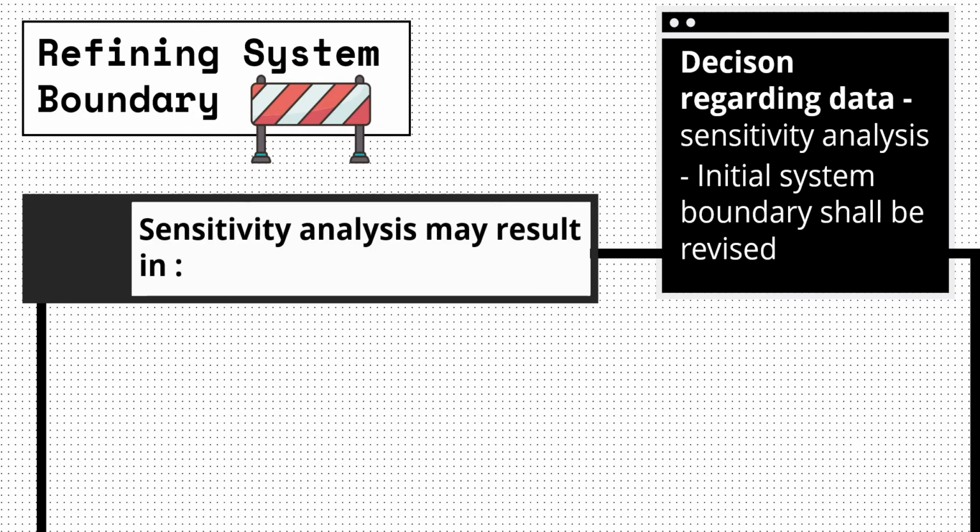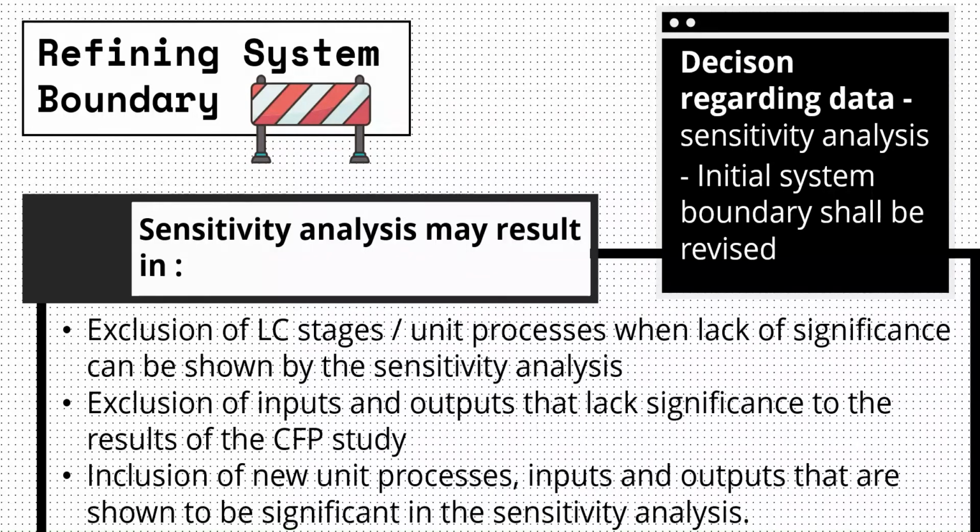Sensitivity analysis may result in exclusion of a life cycle stage or unit process when lack of significance can be shown by the sensitivity analysis. Next, exclusion of inputs and outputs that lack significance to the result of the CFP study, or maybe inclusion of new unit processes, inputs, and outputs that are shown to be significant in the sensitivity analysis.